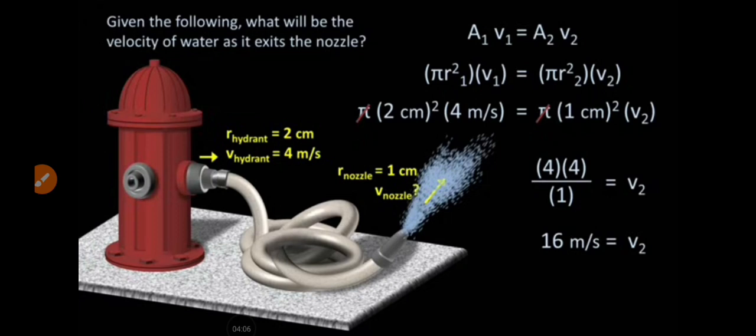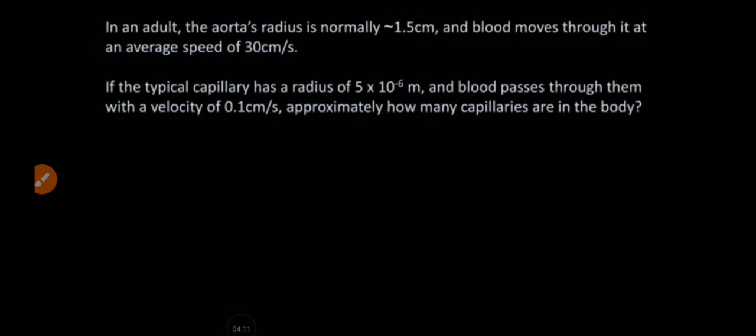Let's take an example that has a little more of a medical aspect. In an adult, the aorta's radius is normally 1.5 centimeters, and blood moves through it at an average speed of 30 centimeters per second. If the typical capillary has a radius of 5 times 10 to the negative 6 meters, and blood passes through them with a velocity of 0.1 centimeters per second, approximately how many capillaries are in the body? Again, another continuity equation problem.